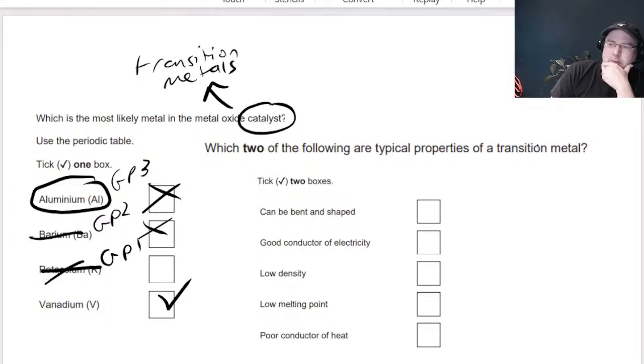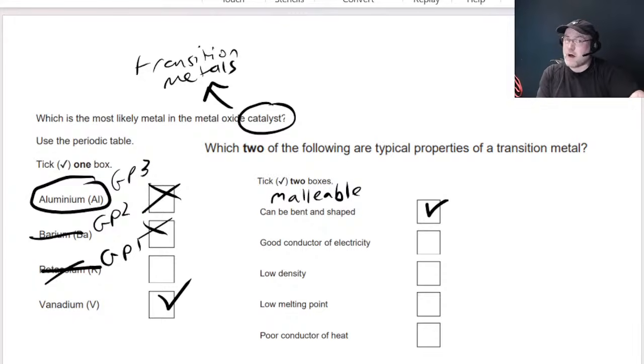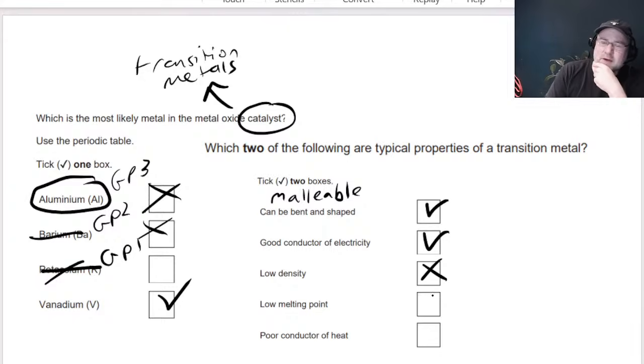Now, which two are typical properties? They can be bent and shaped. Someone in the comments said that awesome word, malleable, and yes, they can be bent and shaped. That's why we can make our cars from steel, like transition metal. Steel contains iron. Steel is an alloy. But good conductors of electricity. Yes, the top two. They don't have a low density. Alkali metals do, group 1 and group 2. Low melting point, no, group 1 do. And poor conductor of heat, no. They're good conductors of heat, hence why we make copper frying pans and steel frying pans, which contain iron.